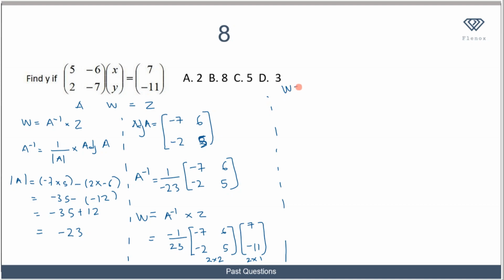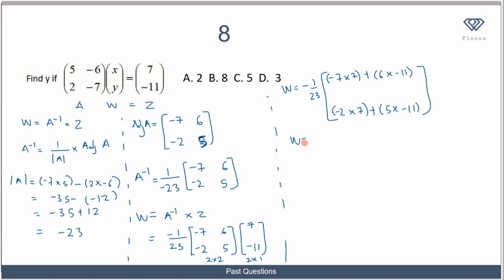So W now is going to be what? Minus 1 over 23 into bracket. For the first element, I'm going to multiply the first row by the column. So I have minus 7 times 7, then plus 6 times minus 11. And the second row, I multiply by the first column here. So I have minus 2 times 7 plus 5 times minus 11. And what does that become?